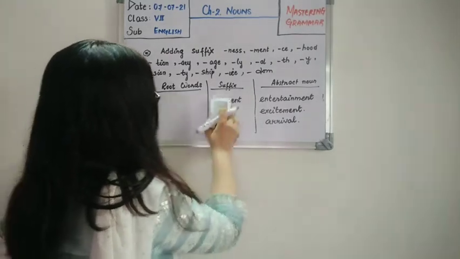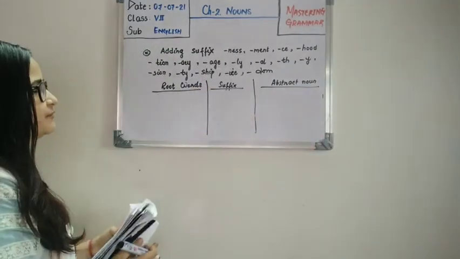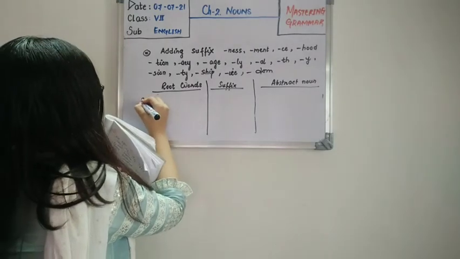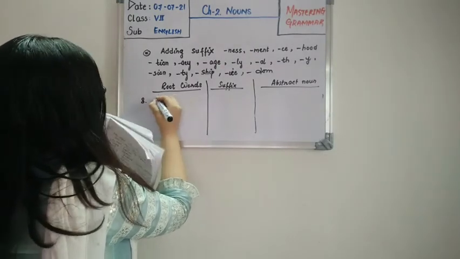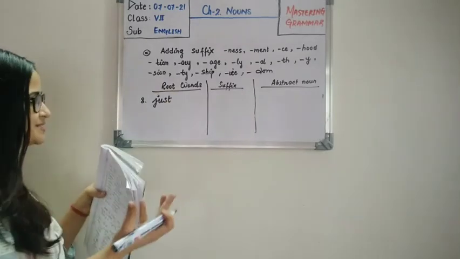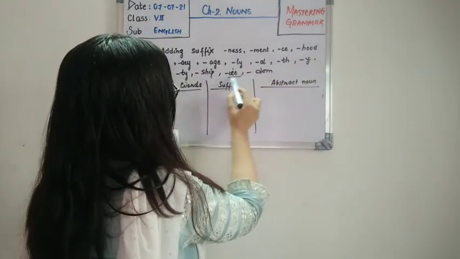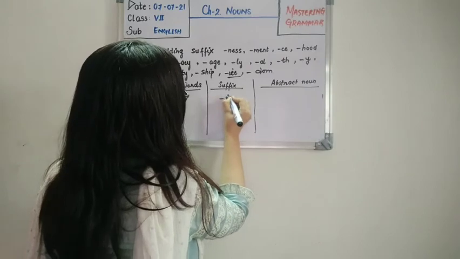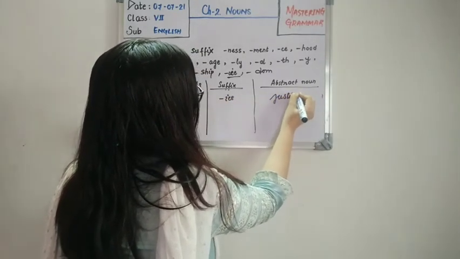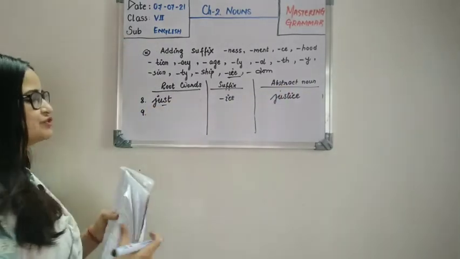Now moving to 8. A lot of words are there, children. I am just giving you some examples because I have written here the suffixes. So you should know how we need to change. So number 8, children. Here we have just. Just means who is fair, who has given you justice. So what are we going to add? We are going to add ICE from here. So we add the suffix ICE and this becomes justice. So justice is an abstract noun. This was an adjective, just.